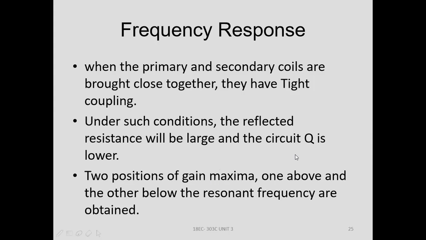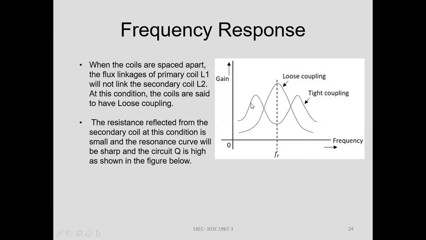See, when the circuit Q is lower, the frequency response is like this. This is the frequency response for tight coupling. That means now the gain is maximum at two frequencies. One is above the resonant frequency and one is below the resonant frequency. At resonance, the gain is minimum.